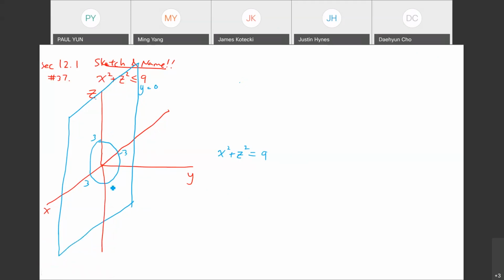Negative 3. So then let's move to maybe another plane here. Maybe my plane is something like y equal, let's say y equal 5. What is the y and x and z relationship? X and z relationship, that's still a circle.